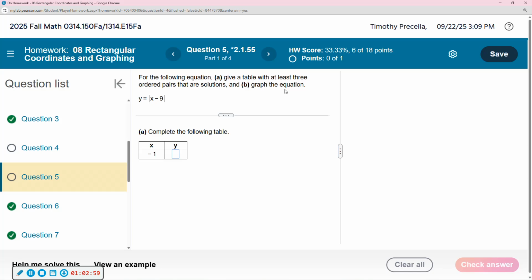y equals, I'm going to put those absolute value bars in red, absolute value of x minus 9. Let me draw my XY table.